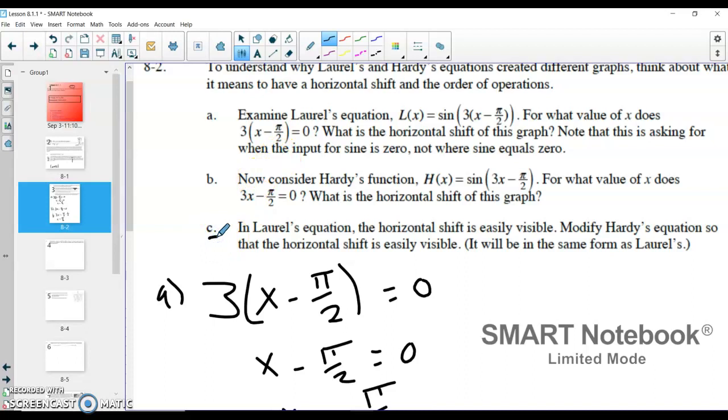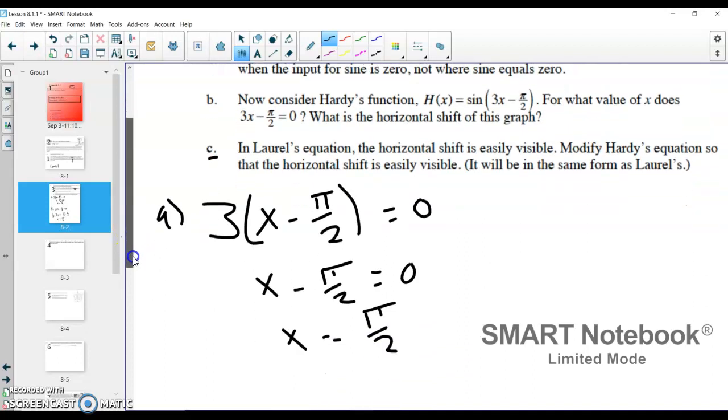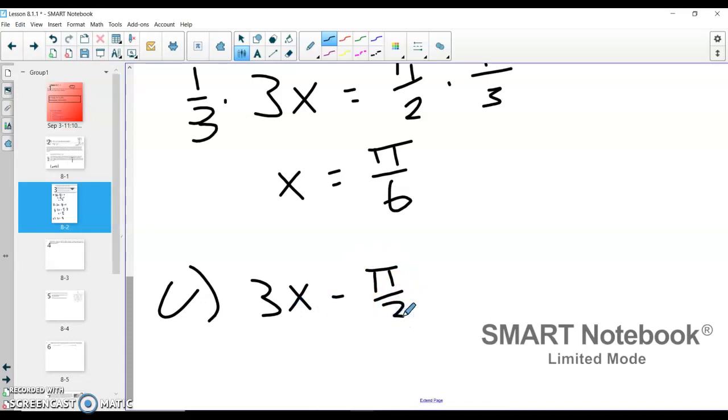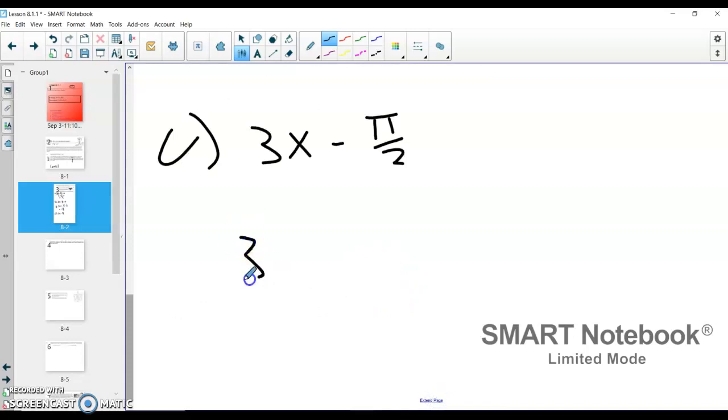It says in Laurel's equation, the horizontal shift is easily visible. Modify Hardy's equation so that it's easier to see, and that's not too bad for us to do. And it goes back to what I said in the first problem, kind of spoiled it there. His equation is 3x minus pi over 2. And if we just factor out the 3 and bring the 3 on the outside, so that's 3 times x, then this would be minus pi over 6. Think about factoring that back in. If you're having a problem seeing that, if you factor that back in, that becomes 3x and then pi over 2 there. We'll go on to the next one.